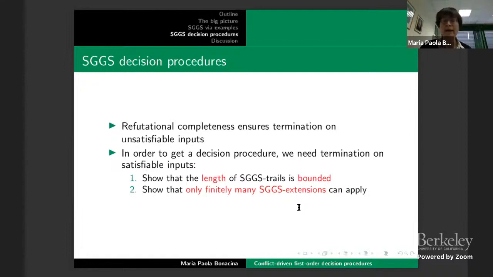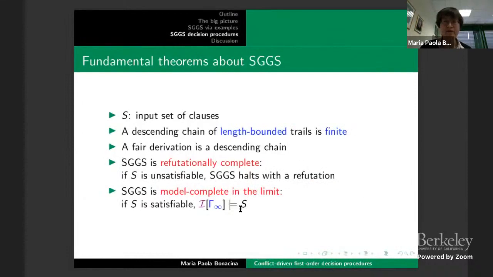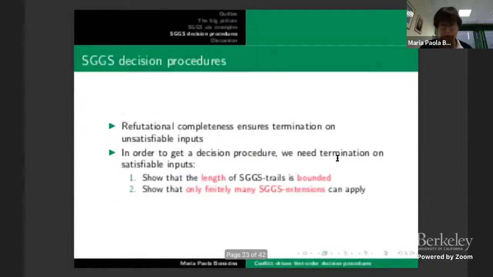So there are two ways to achieve this. Either show that the length of the trail during the derivation is bounded, because then we can apply this theorem that says a fair derivation is a descending chain and the descending chain of length-bounded trails is finite. This means basically that in order to go on forever, the method needs to grow the length of the trail. If the length of the trail is bounded, it cannot go on forever. So in this sense, it is well behaved.